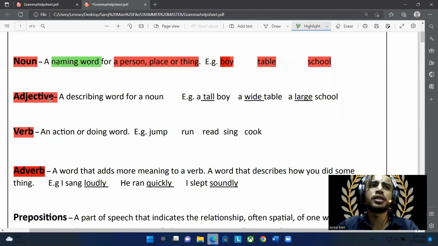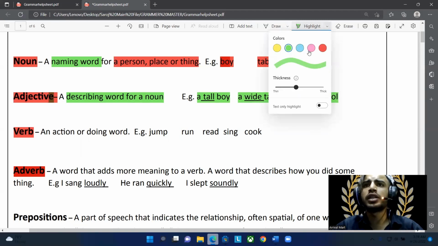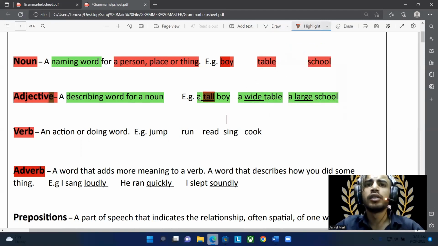Now let's see what an adjective is. An adjective is a describing word for a noun. It means that when we describe something, there should be a noun. For example, a tall boy, a white table, and a large school. Now let's try to identify what is the noun and what is the adjective here. Tall is an adjective here because it is describing a boy.